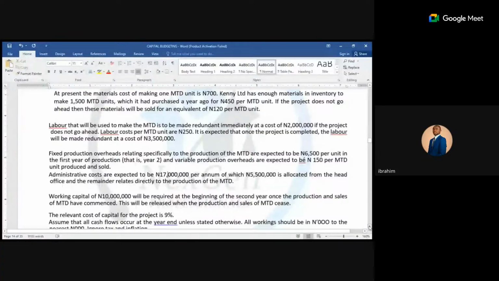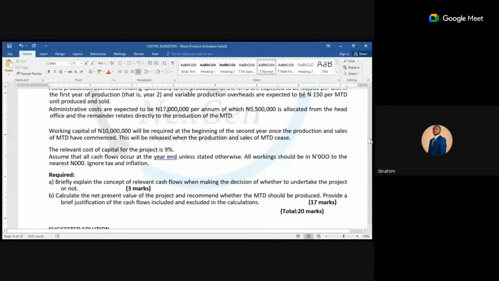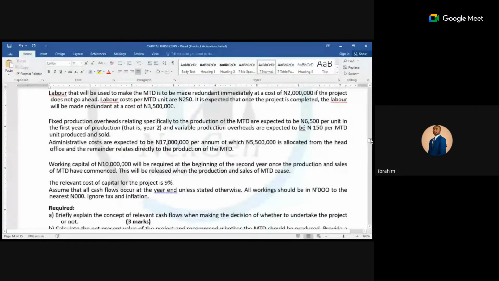Working capital of 10 million will be required at the beginning of the second year, which is year 2. And that is what was stated here. Once the production and sales of MTD have commenced, this will be released when the production and sales of MTD ceased at the end of the 4th year. The relevant cost of capital for the project that we will use to discount it is 9%. Assume that all cash flow occur at the end of year, unless stated otherwise.